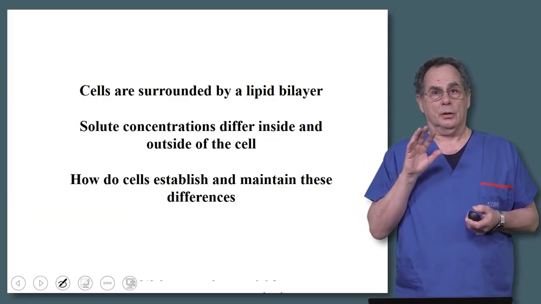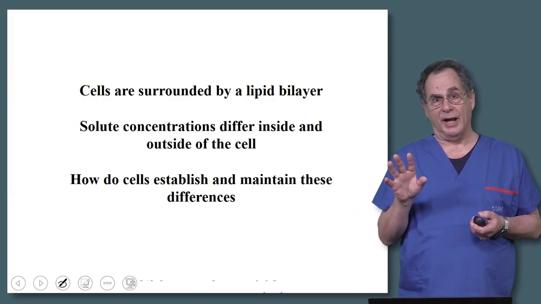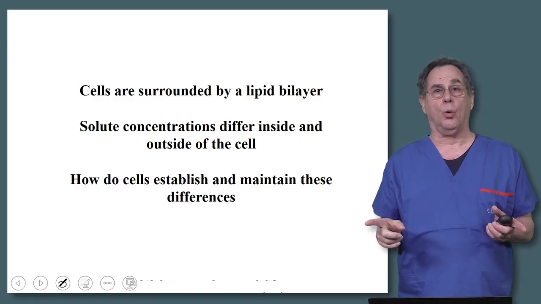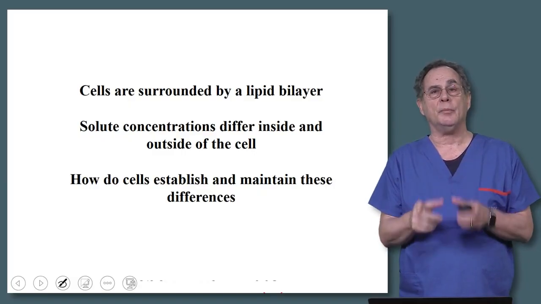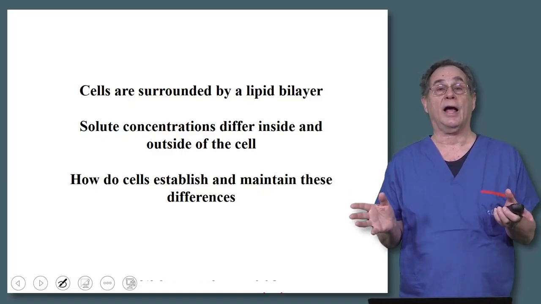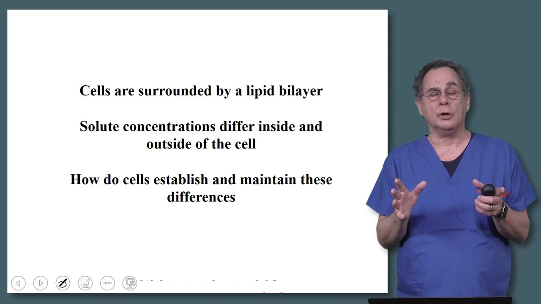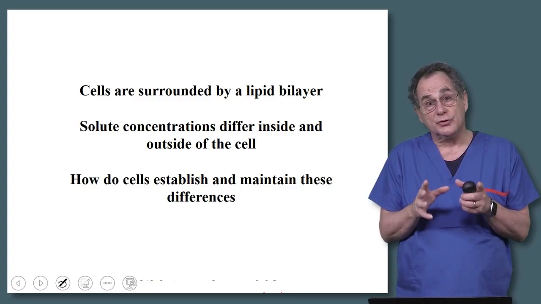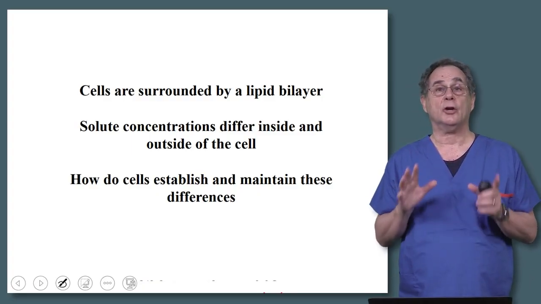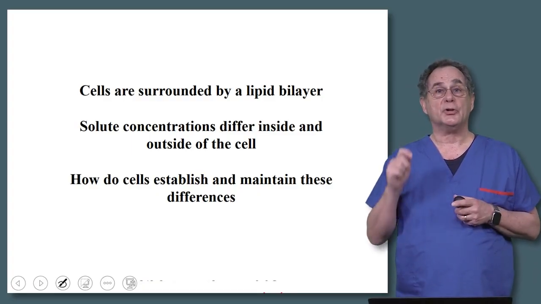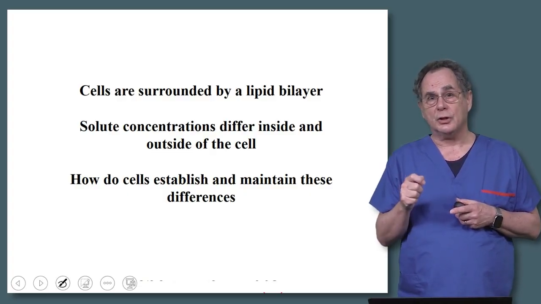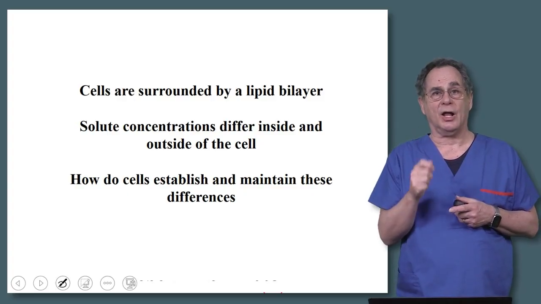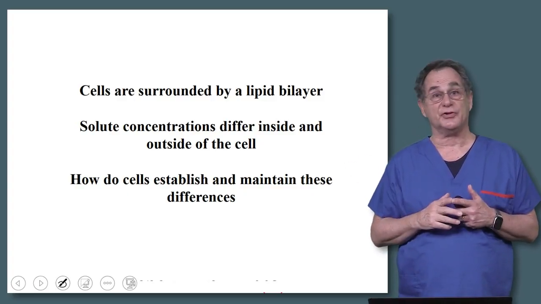So, cells are surrounded by a lipid bilayer that in and of itself would be impermeant to water but is permeable to water because it has integral membrane proteins called aquaporins. Those aquaporins allow cells in the intracellular and extracellular space to maintain a similar osmolality. But solute concentrations differ inside and outside of the cells. That is, the solutes that make up that osmolality differ. Their total concentration is the same.